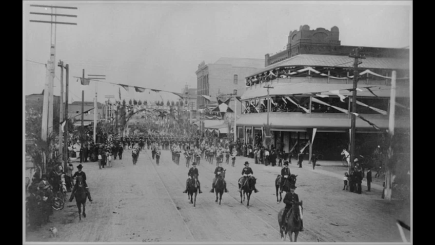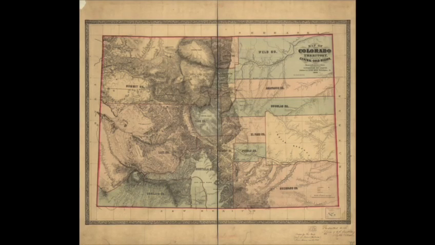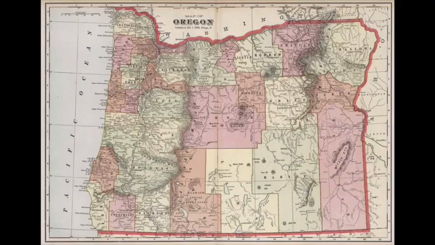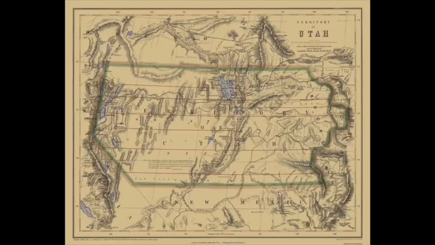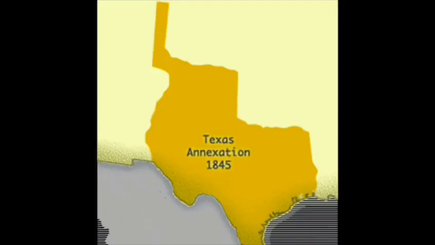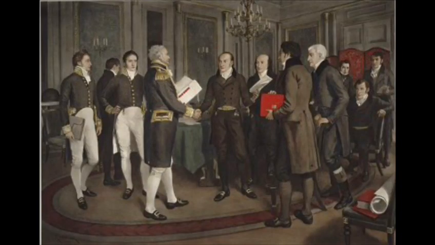Between 1845 and 1853, the nation expanded its boundaries to include Arizona, California, Colorado, Idaho, Nevada, New Mexico, Oregon, Texas, Utah, Washington, and Wyoming. The United States annexed Texas in 1845, and partitioned the Oregon Country in 1846 following negotiations with Britain.